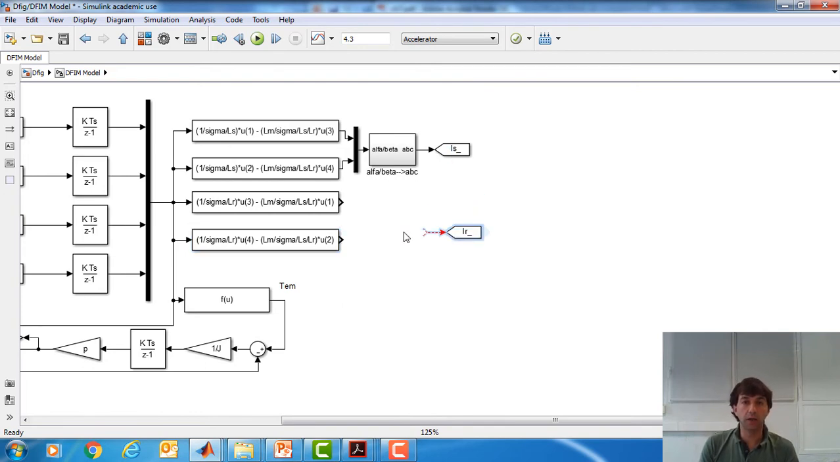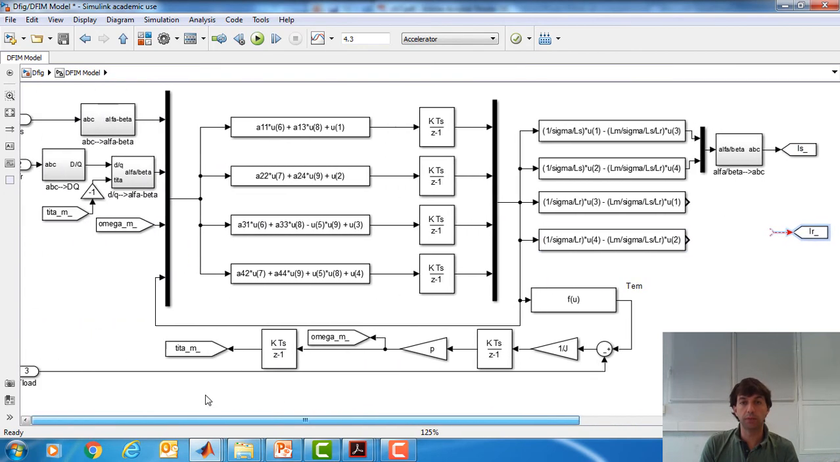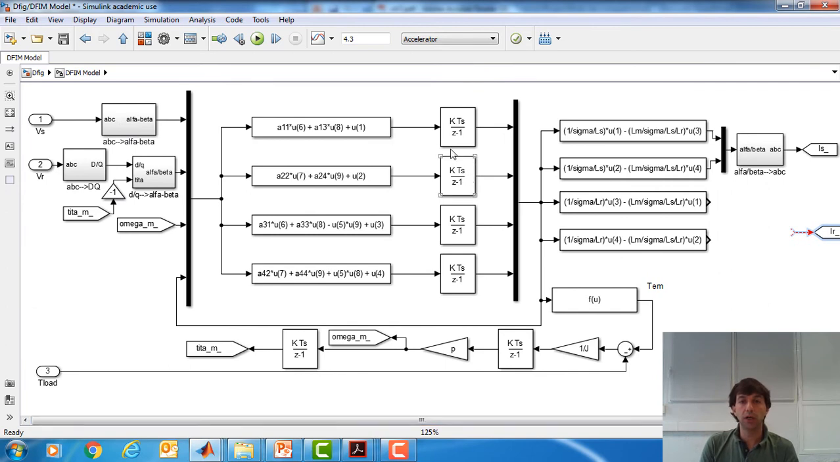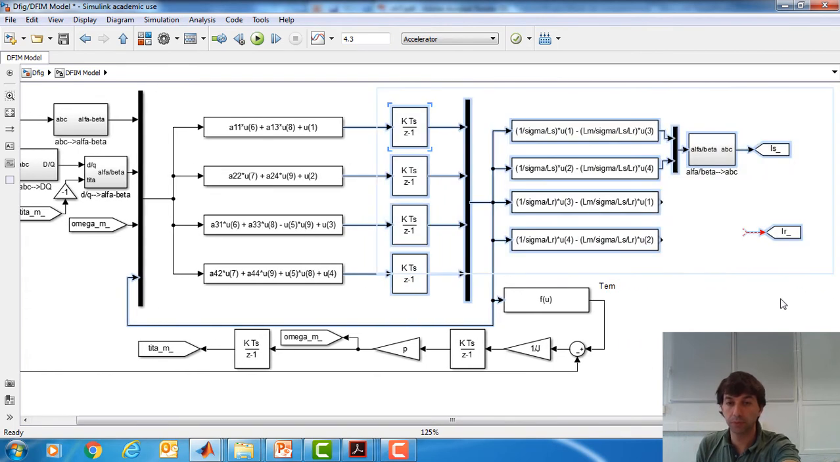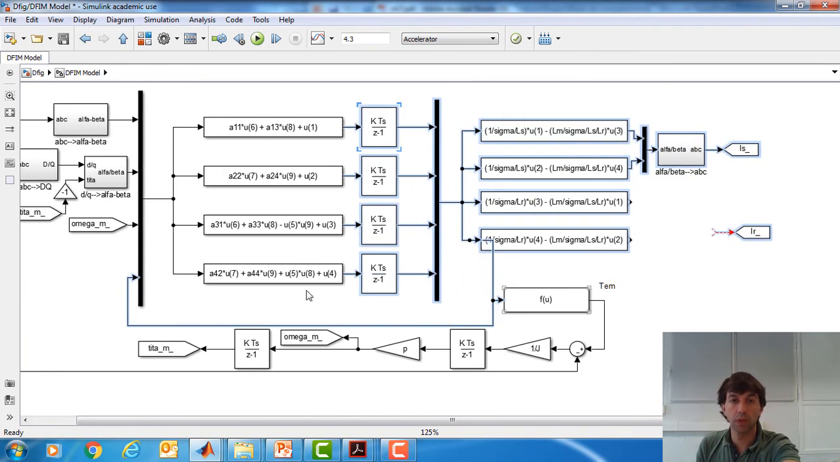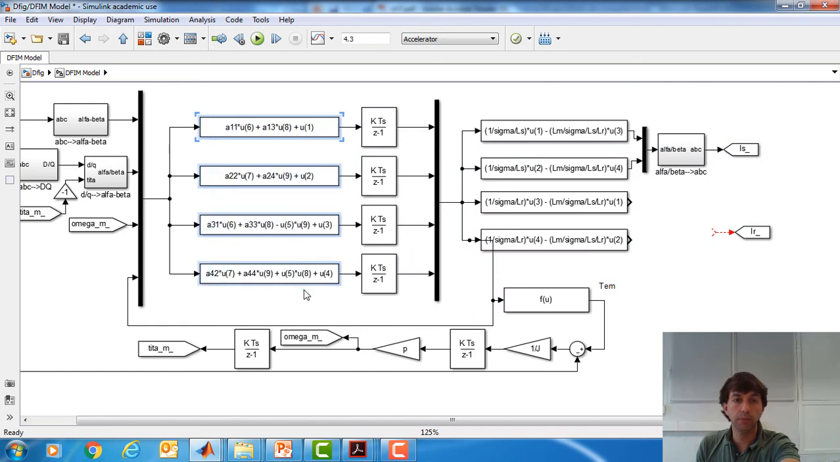Okay, these are alpha beta components. So I need more space. Let's do it this way.